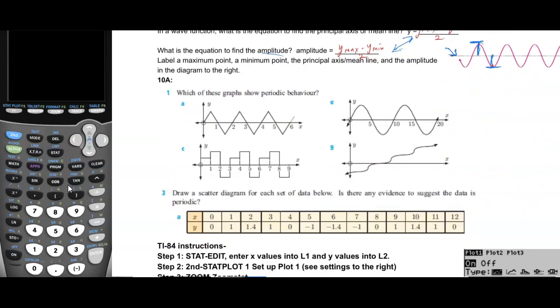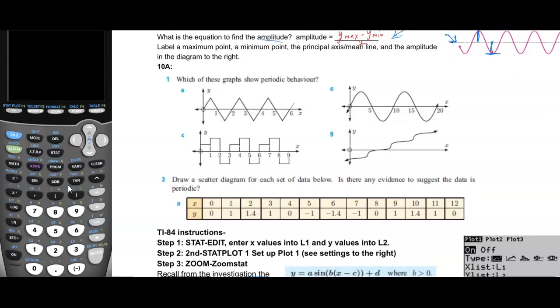Let's look at 10A number 1. Which of these graphs shows periodic behavior? Again, it's a little easier just to intuitively know what periodic behavior looks like. So I see repeated patterns here horizontally. So yes, that's periodic. What about C? Yes, I see a repeated pattern. It's always repeating the same thing over and over again horizontally. That's periodic. This, of course, is periodic. It's a sine curve.